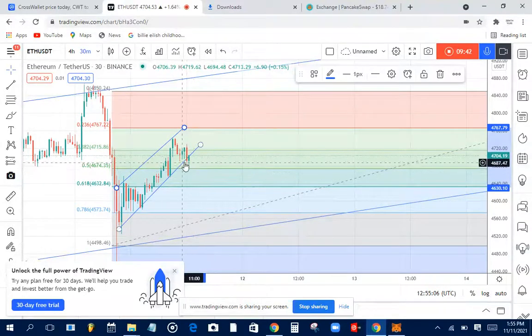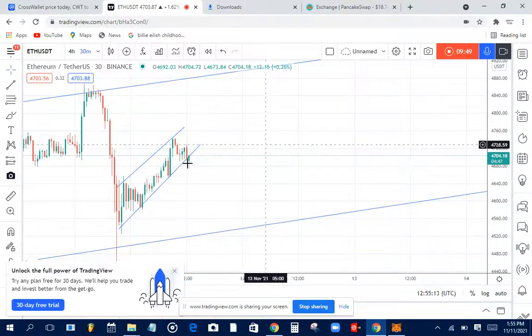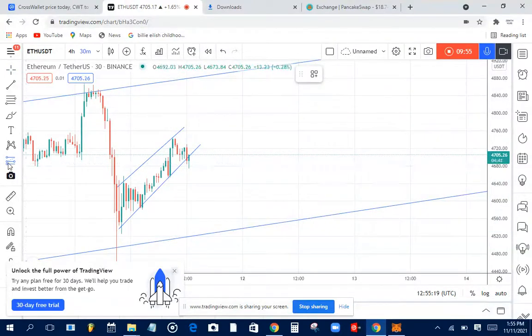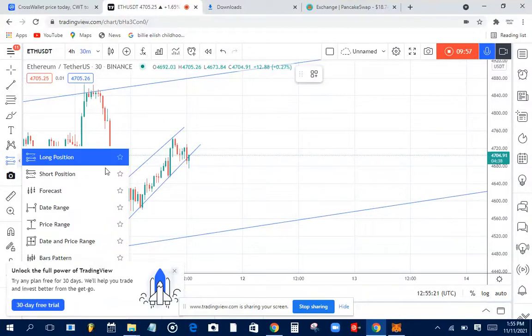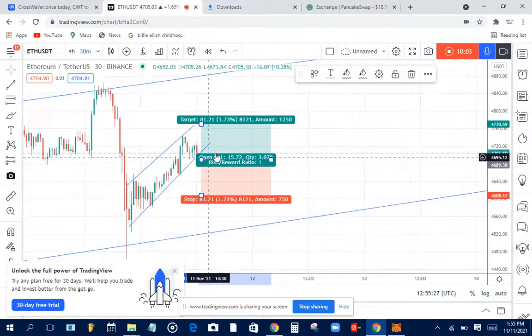But let's say I'm going to place a buy from this point. Let's delete our Fibonacci so we can see much clearer. How do I put my stop loss and take profit? I'm going to take this tool right here, because I'm going to buy. It's a long position, so I'm going to take the long position tool and click.